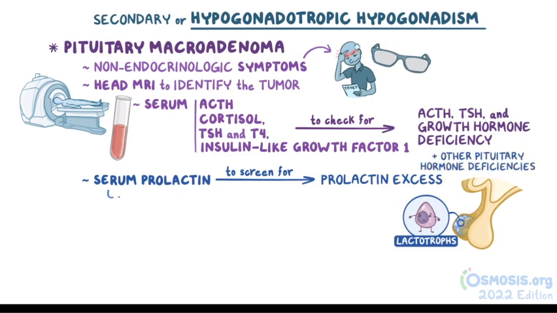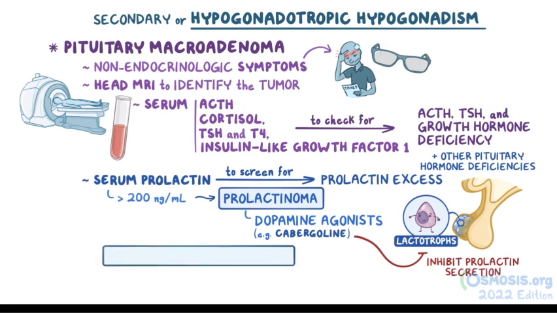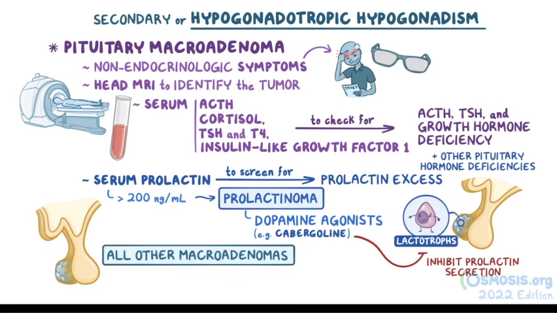Serum prolactin higher than 200 nanograms per milliliter confirms that the adenoma is, in fact, a prolactinoma, which is treated with dopamine agonists like cabergoline. That inhibits prolactin secretion just like dopamine would, and makes the macroadenoma shrink. For all other macroadenomas that are not prolactinomas, treatment is transsphenoidal resection, which is when the tumor is removed through the nose.